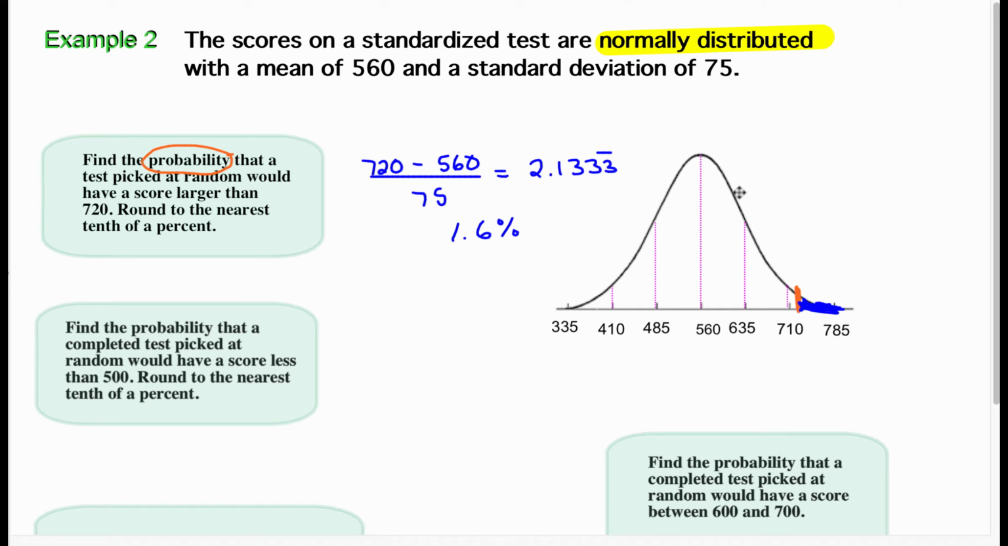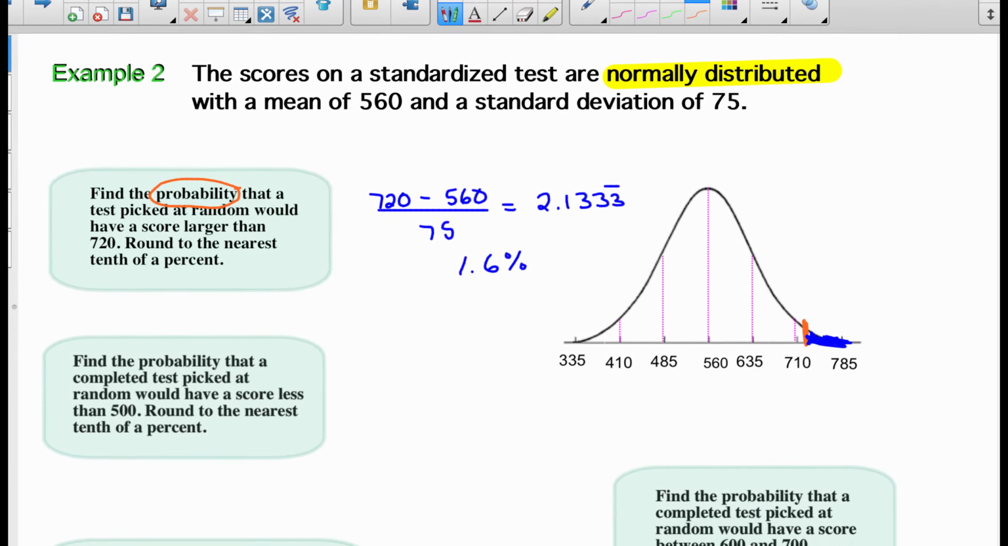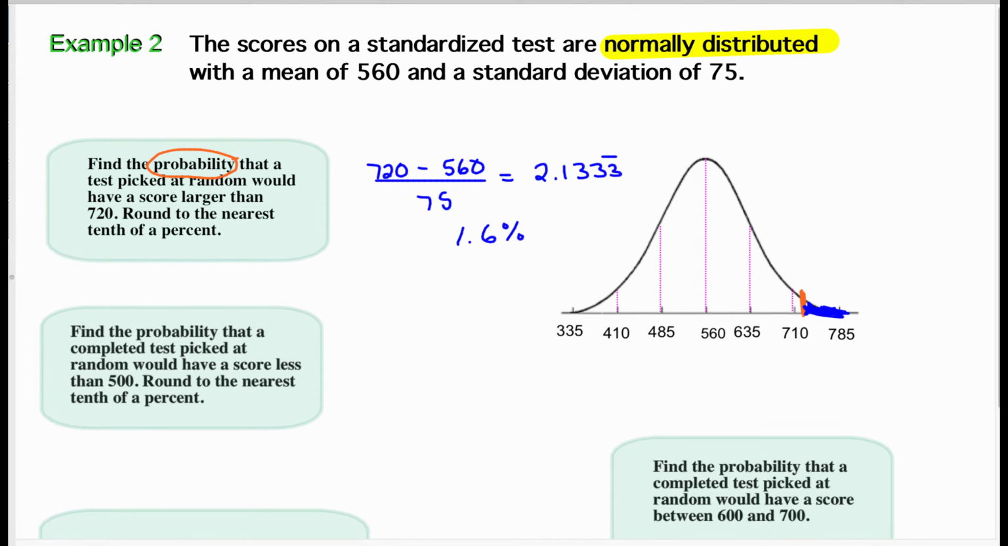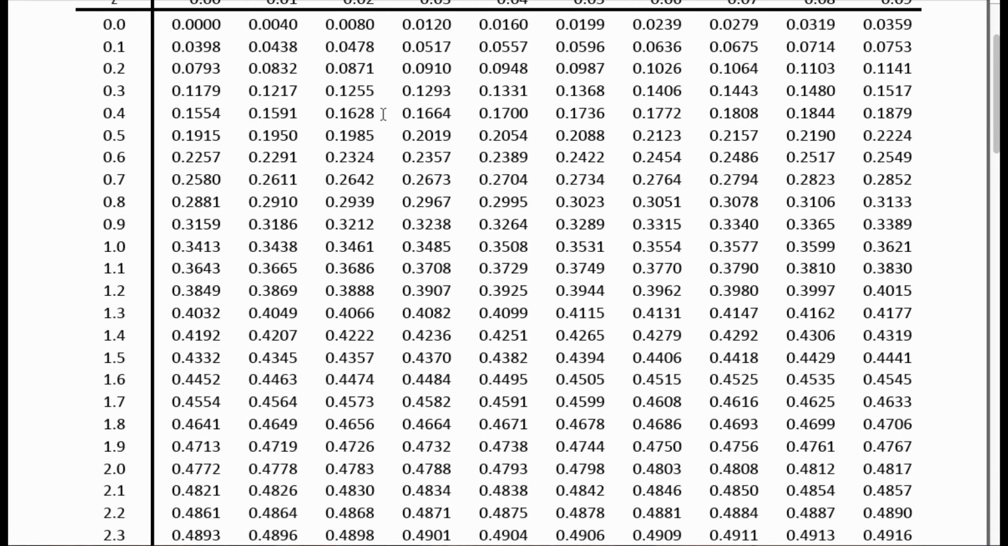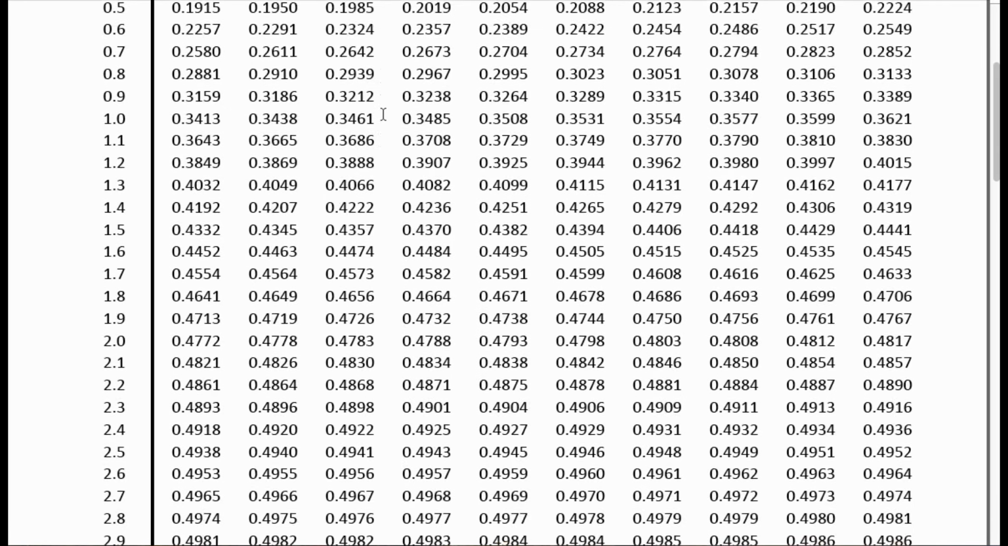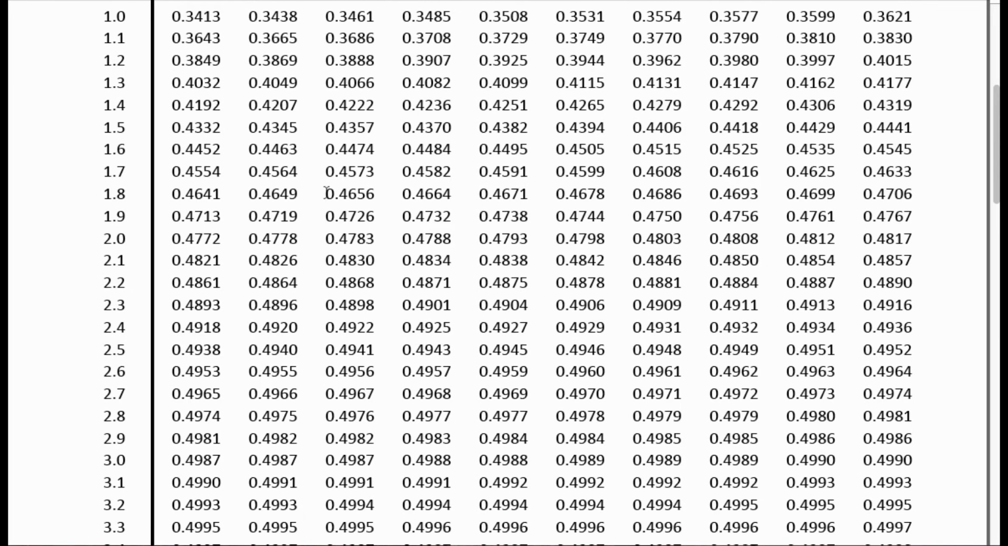Now, back in my day when I was in school and we didn't have a calculator, we would have to use our z-table. So let me go get a z-table. There is my z-table. And I would come and I would look for 2.13. So notice I come down here, and this is the row of 2.1.